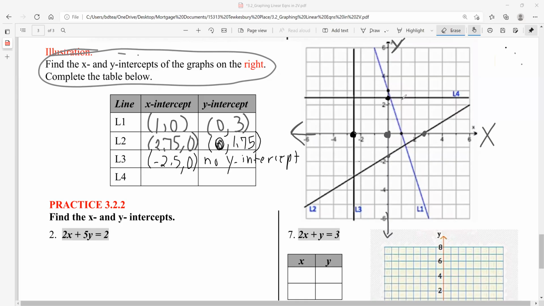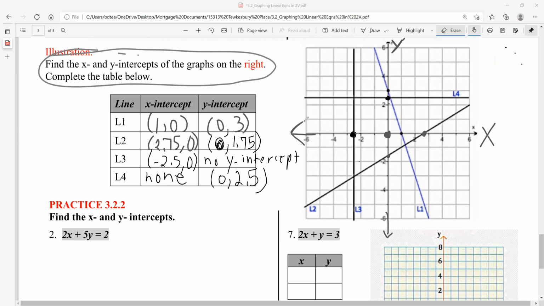So again, we're looking at this horizontal line. We know it crosses the y-axis here. So x is 0 and y is 1, 2, 2.5. So x is 0, and we'll say y is about 2.5. This is just an illustration. And again, this line does not cross the x-axis, so I'm just going to put none.